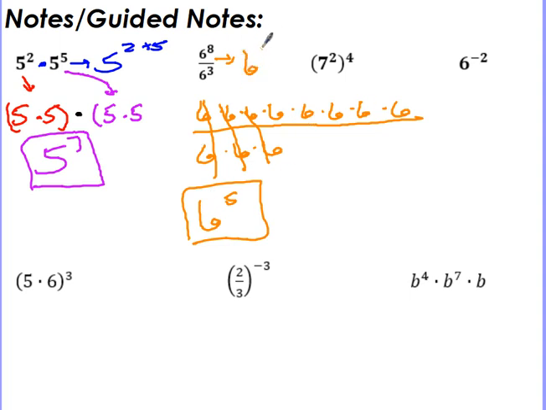The other way of doing this would have been doing 8 minus 3, the top minus the bottom. And that's the shortcut. 8 minus 3 is 5. Because whenever we're dividing, we just subtract the exponents. So 8 minus 3 is 5. I'm done. There's nothing else I have to do.